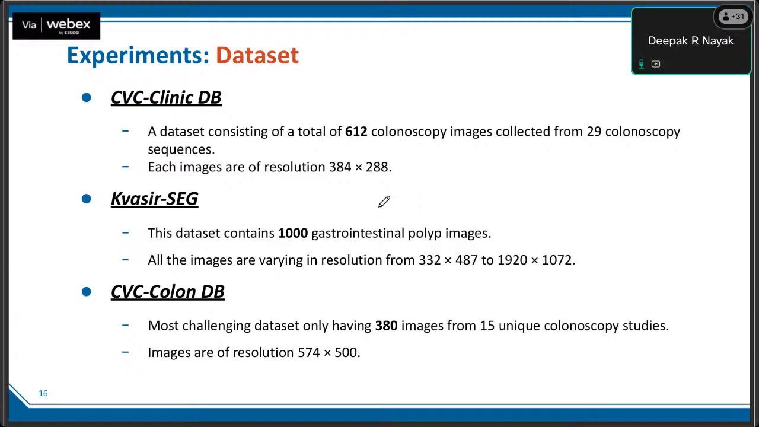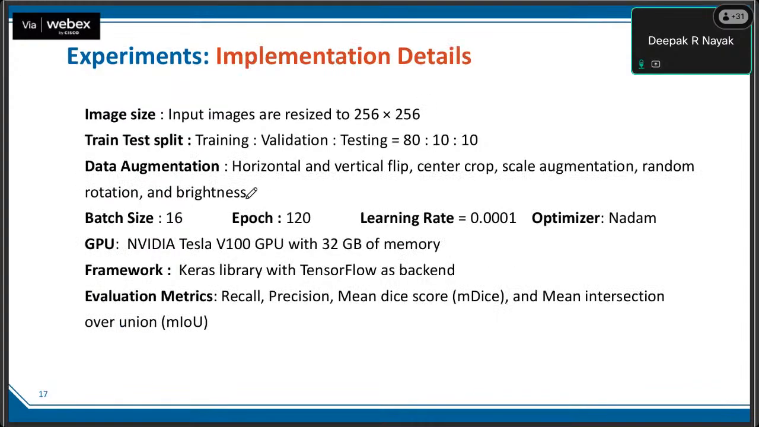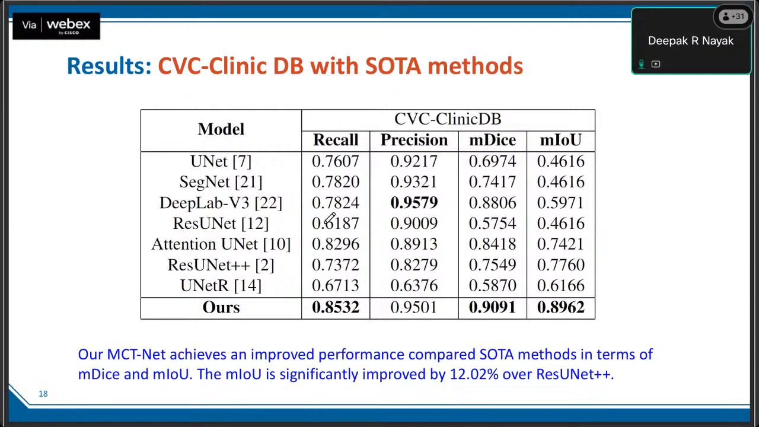For experiments validating the proposed MCT-Net, we have considered 3 different data sets. One is CVC-ClinicDB, one is Kvasir-SEG, and one is CVC-ColonDB. And here is just the implementation setup and the details of how we have split the images into training, testing, and validation, and so many other things, right? And here are the quantitative results which we have obtained, and we have compared our approach, MCT-Net, with the architectures we have discussed.